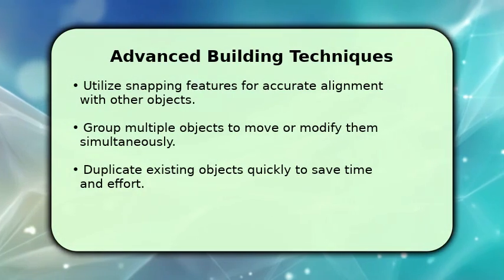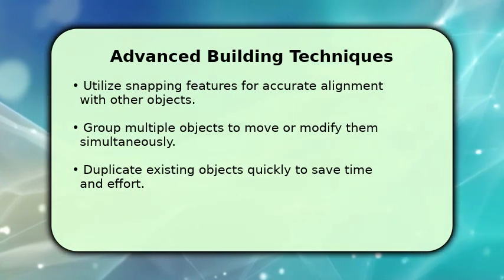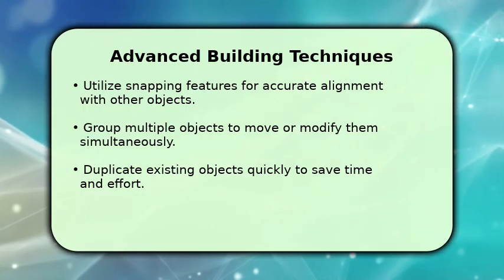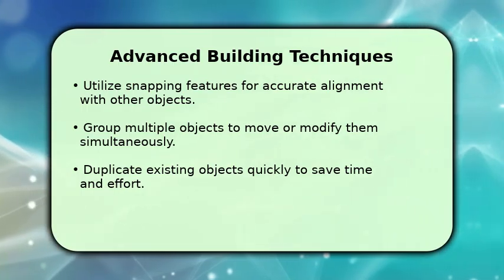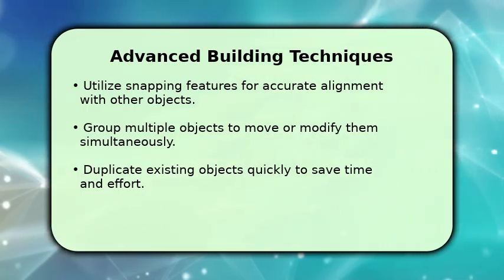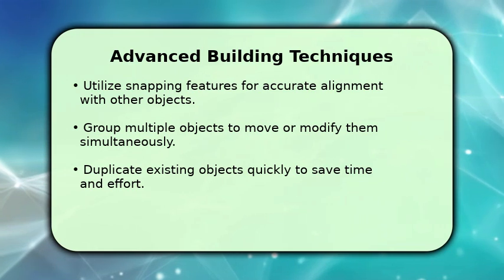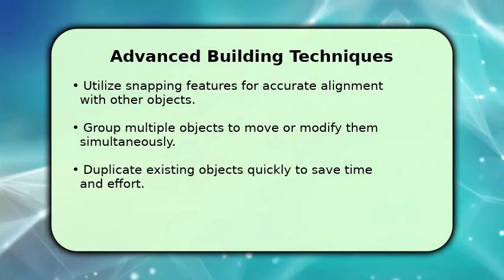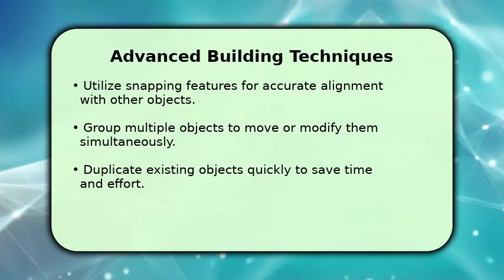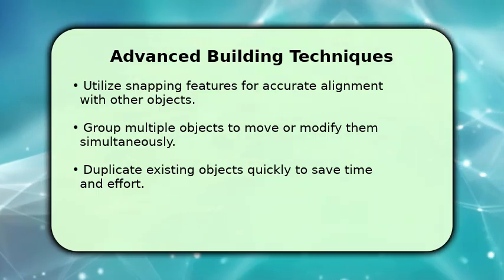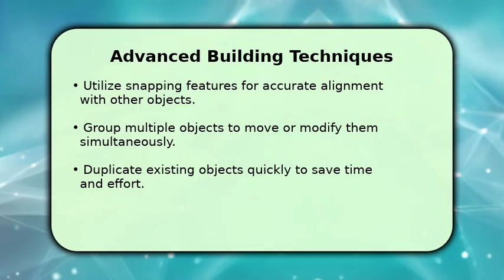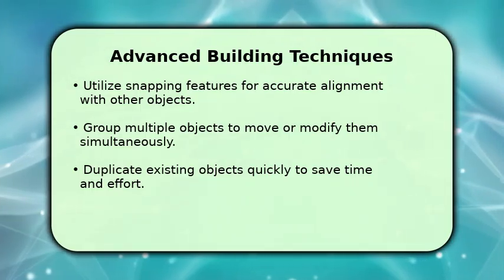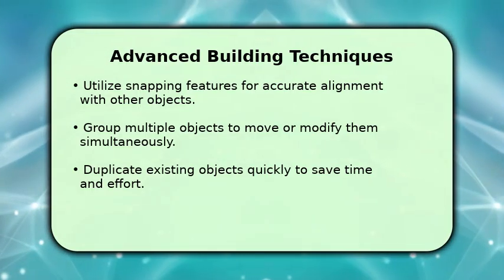To elevate your building, explore advanced techniques. Snapping features allow objects to align perfectly, ensuring clean edges and precise connections. You can group several objects together, treating them as one unit for easier movement or modification. Duplicating objects is also a huge time saver, letting you quickly replicate elements without rebuilding them from scratch.